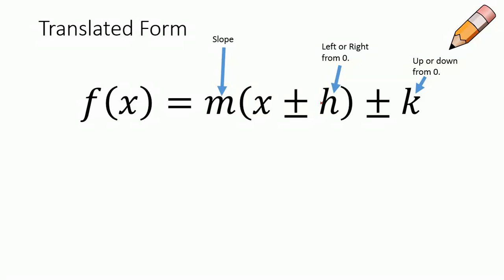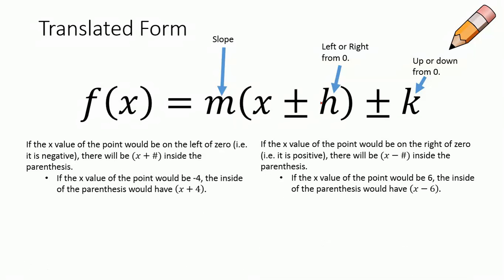Here's how you're going to know if it's going to be x plus h or x minus h. If the x value of the point you're given would be on the left of 0, i.e. it is a negative number, there will be x plus that number inside the parentheses. So if I have the x value of negative 4 for my point, the inside of the parentheses would have x plus 4. So you're probably thinking, that's kind of backwards.